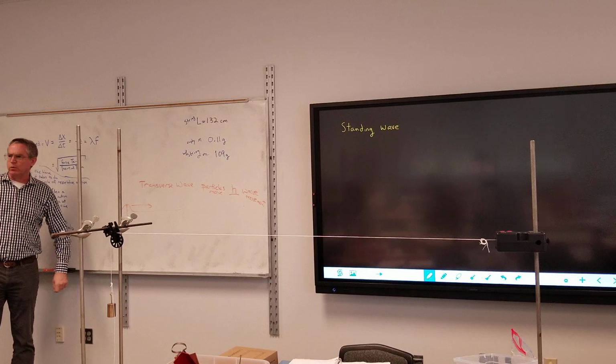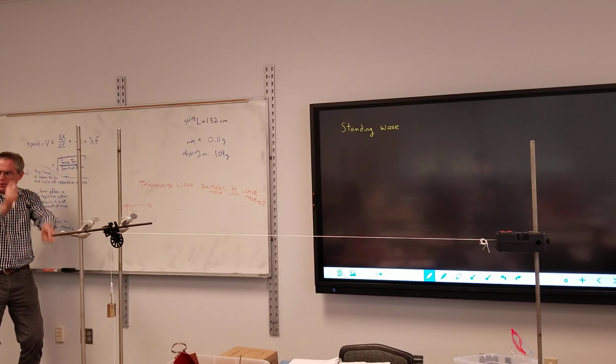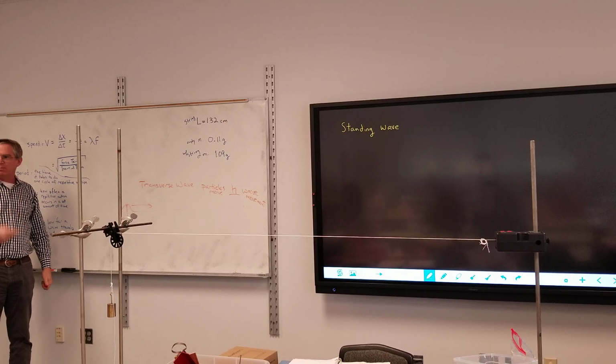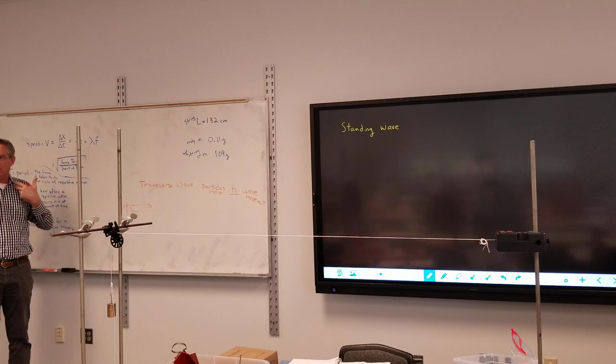If you've ever done battle ropes, with the rope attached to the wall, and you hold this, you're just creating a bunch of transverse waves because the parts in the rope are just moving up and down, but it looks like a wave's going out to the wall and back.